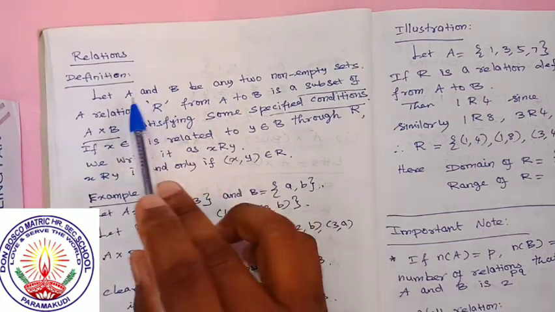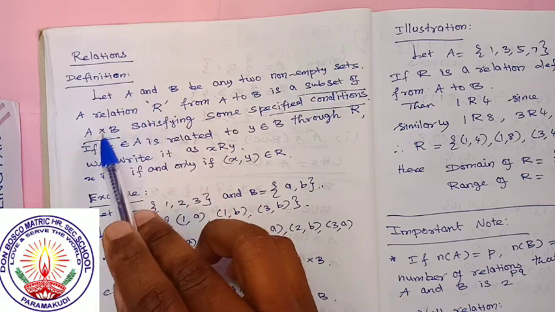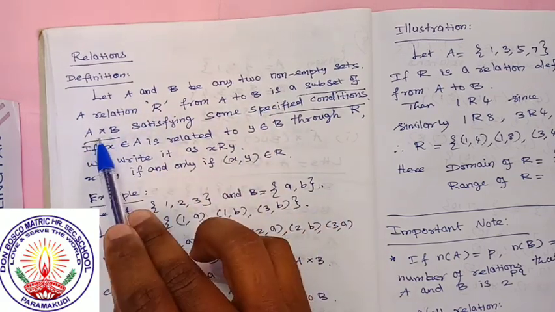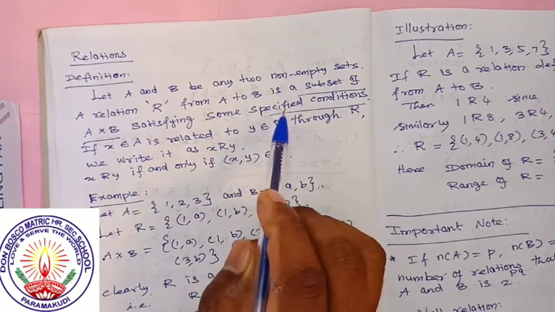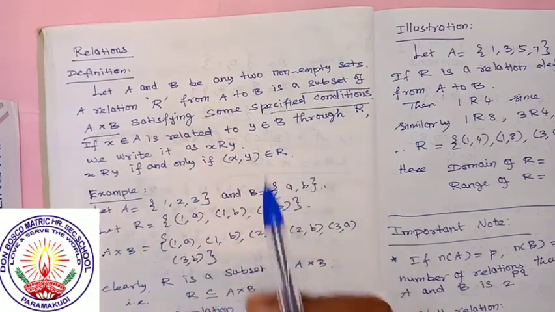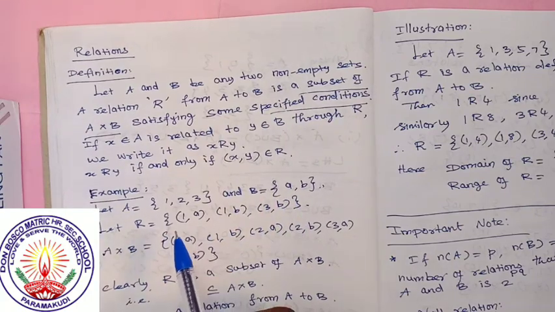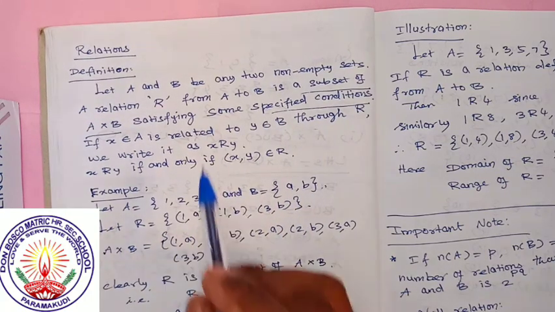So here we are going to define the relation from A to B. Therefore it is a subset of the Cartesian product A cross B, satisfying some specified conditions. A relation may be defined by some conditions. The conditions will be different from relation to relation.